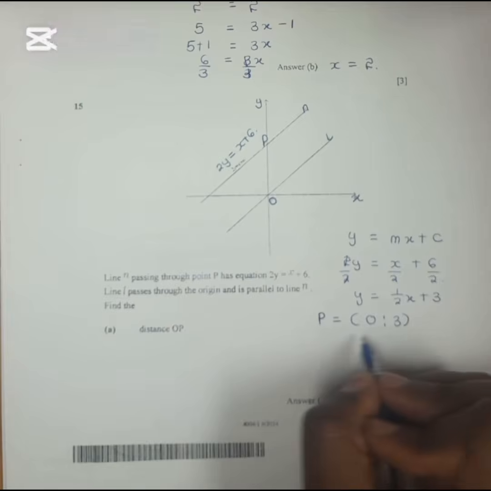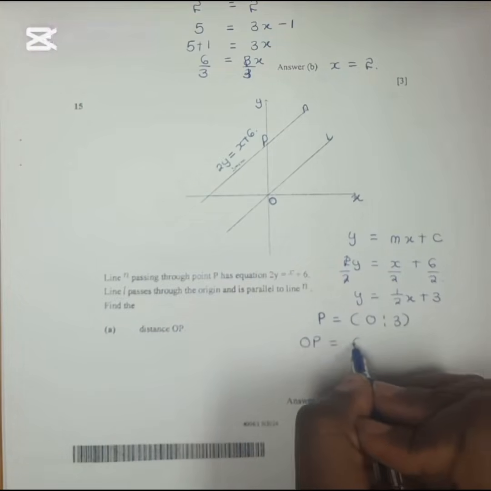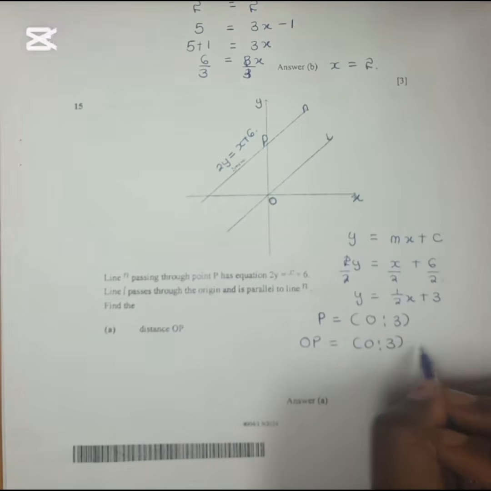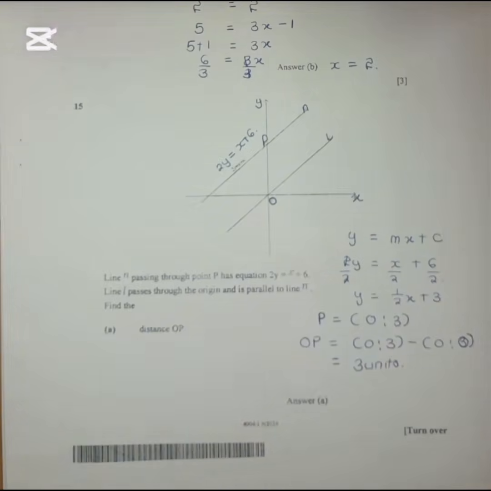So we are saying distance OP is equal to (0, 3) minus (0, 0). We are going to get 3 units as our answer. So the distance OP is equal to 3 units.